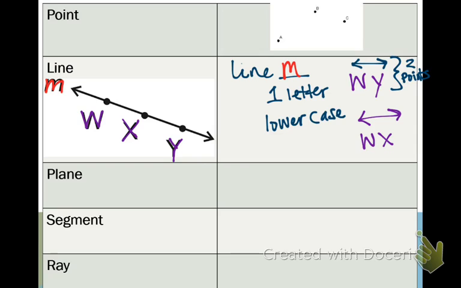So something also to know is that you can reverse the letters. So you could say XW. You could say YX. You could say XY. Different things like that. So as long as there are 2 points and then that symbol above.